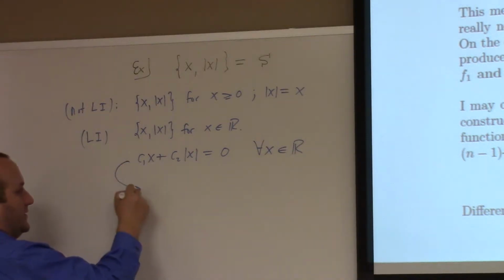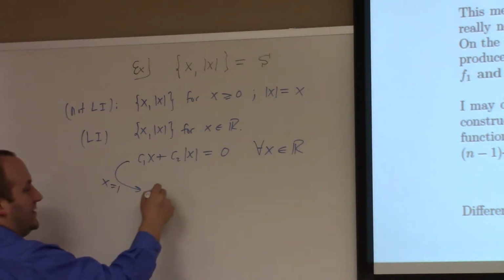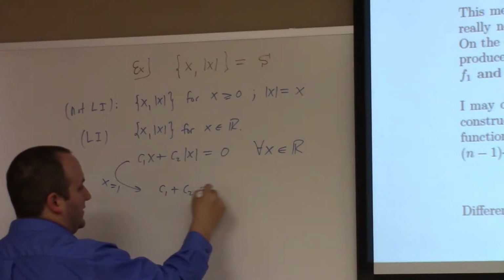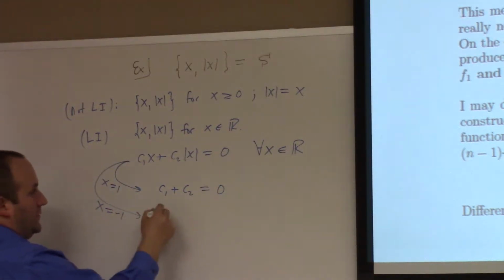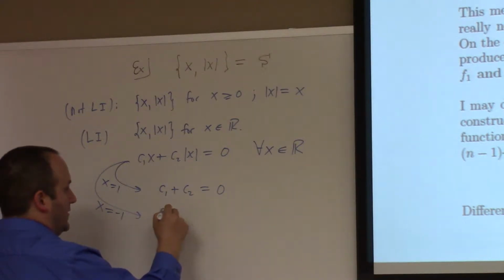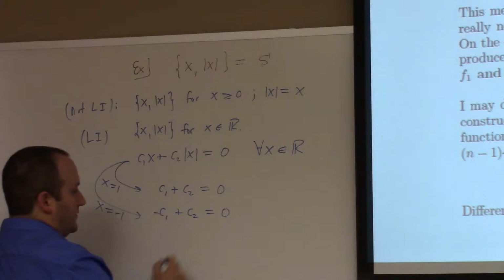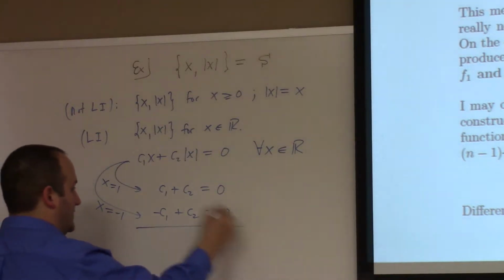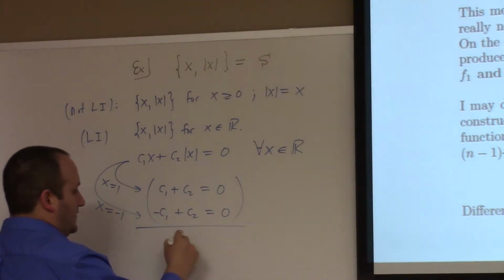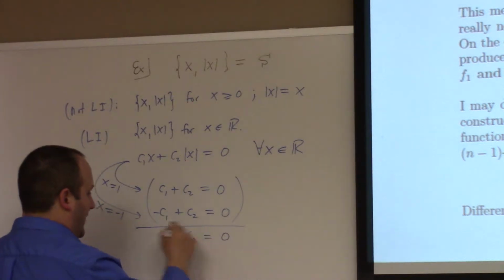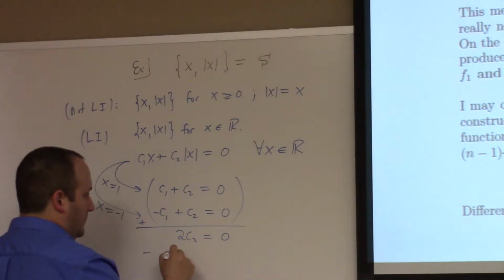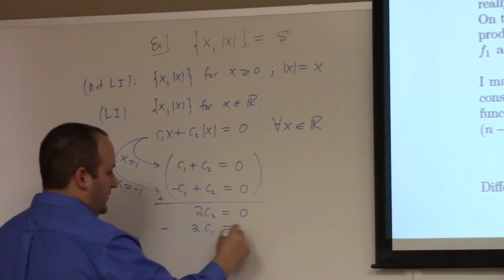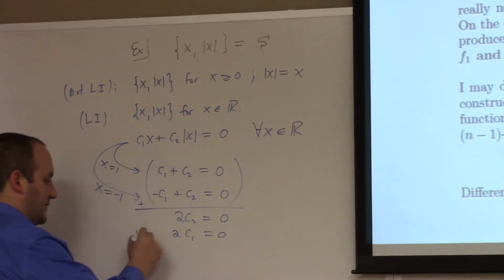So in particular, if we take x equals 1, we get c1 plus c2 equal to 0, right? If we take x equals minus 1, we get minus c1 plus c2 equals 0. Of course, you can solve this system, and you get 2c2 equals 0 from adding the equations. You get 2c1 equal to 0 from subtracting the equations, right?